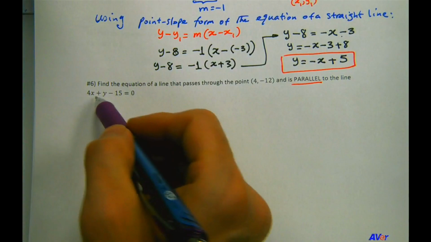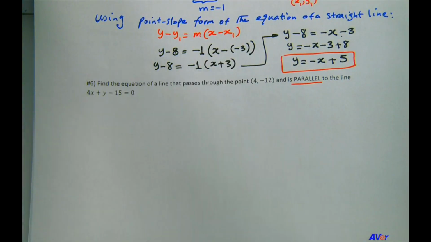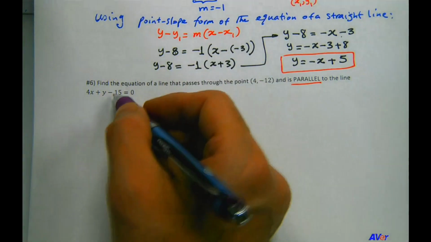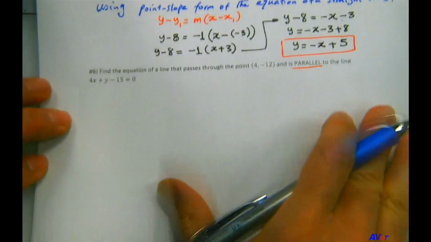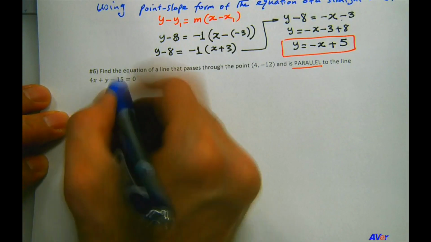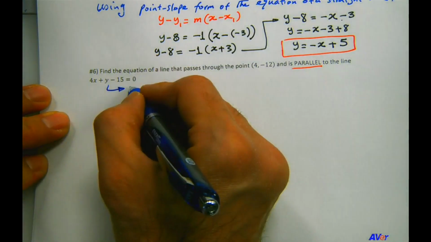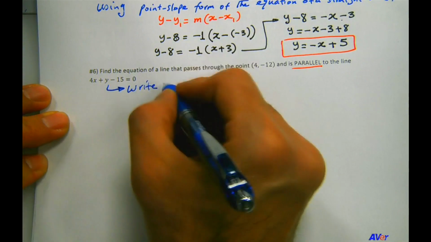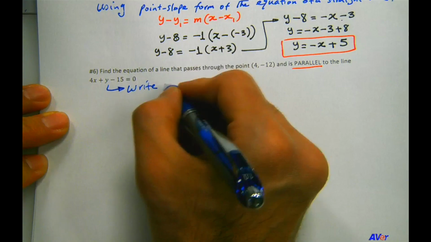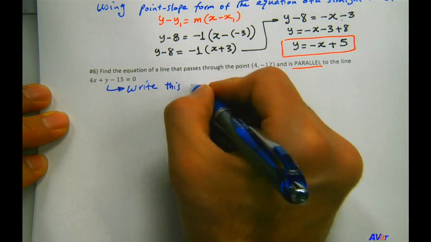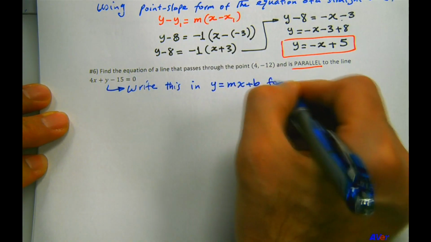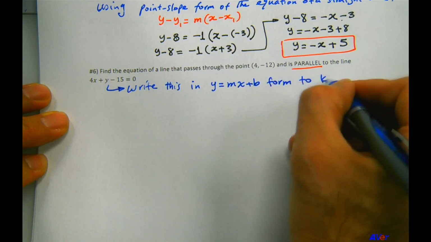Is this line written in that form, y equals mx plus b? No. So first, let's write this in y equals mx plus b form. Because right now, we don't know what the slope is. We need to first write this in slope intercept form, y equals mx plus b form, to know what slope it has.